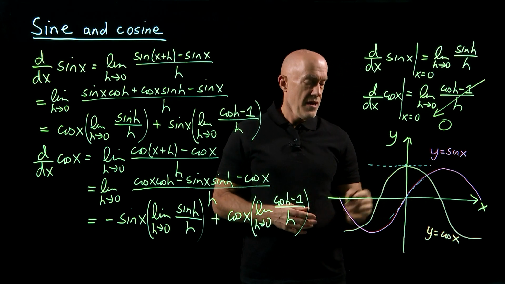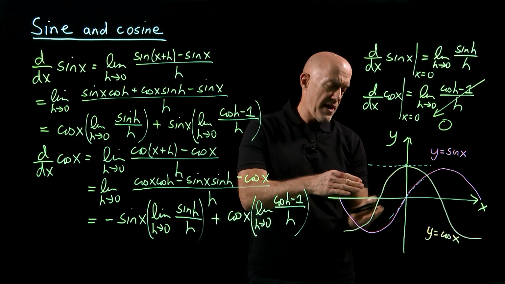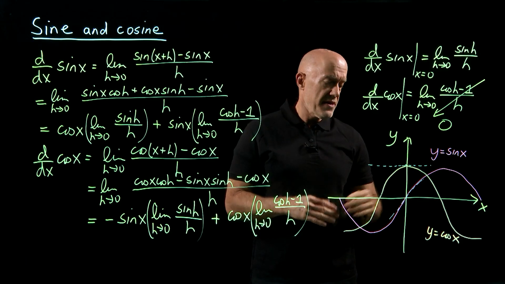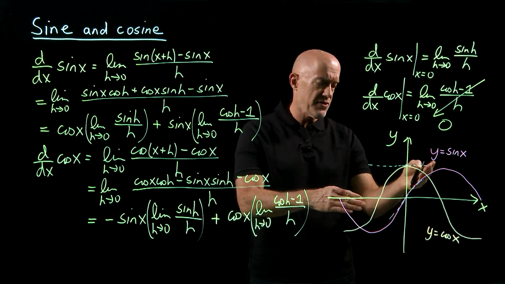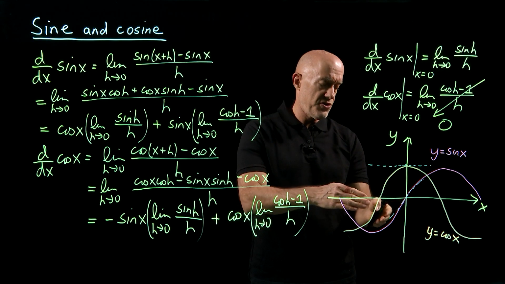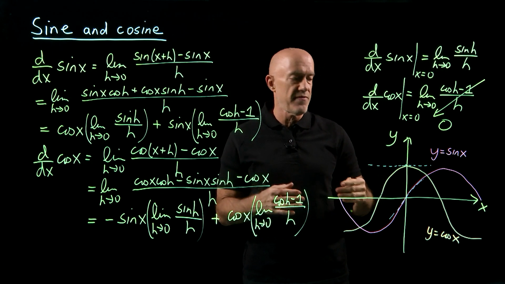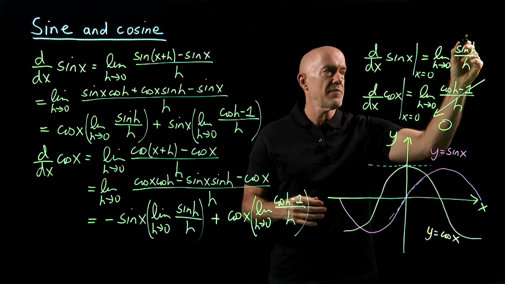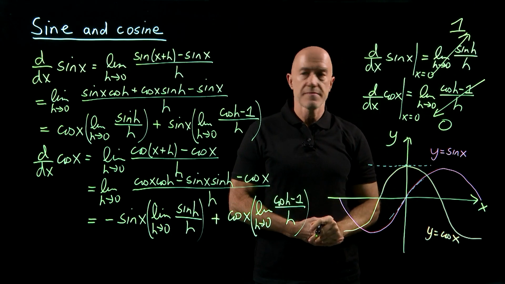On the other hand, if we look at the sine function, the slope at the origin is 1. This is a fact that one can prove in trigonometry. There are different ways to show that the slope is 1. But here we'll just take it as part of our definition of the sine function. So that means that this limit here is equal to 1.